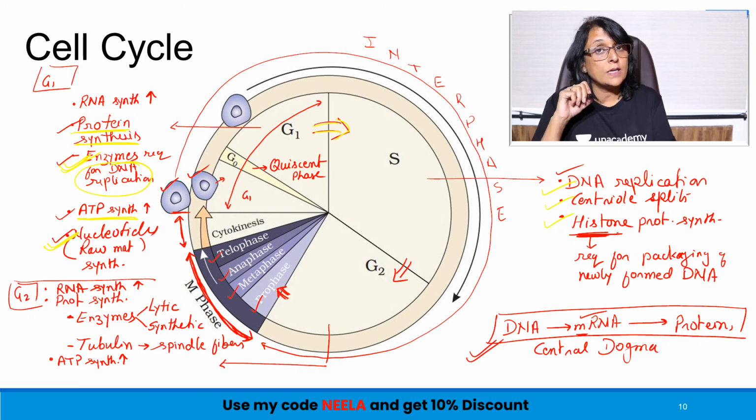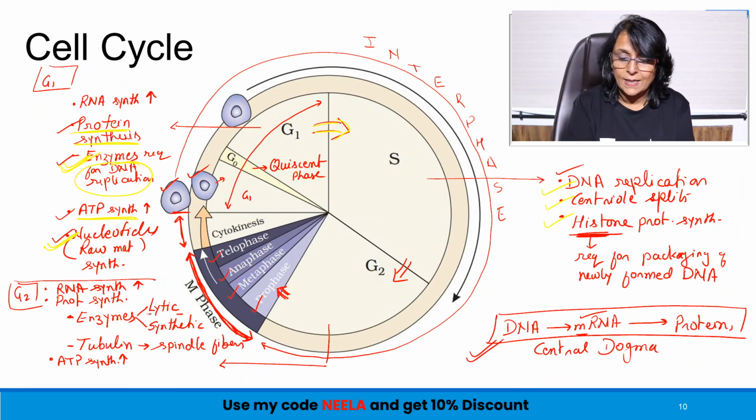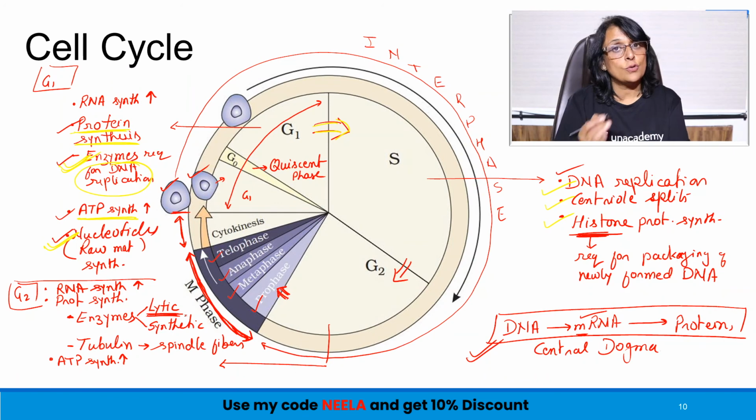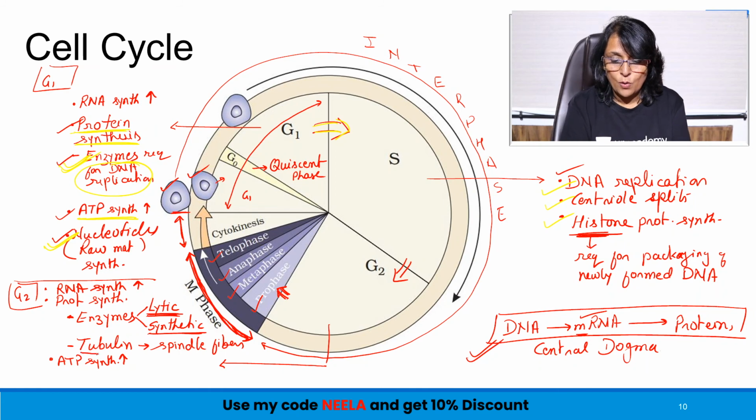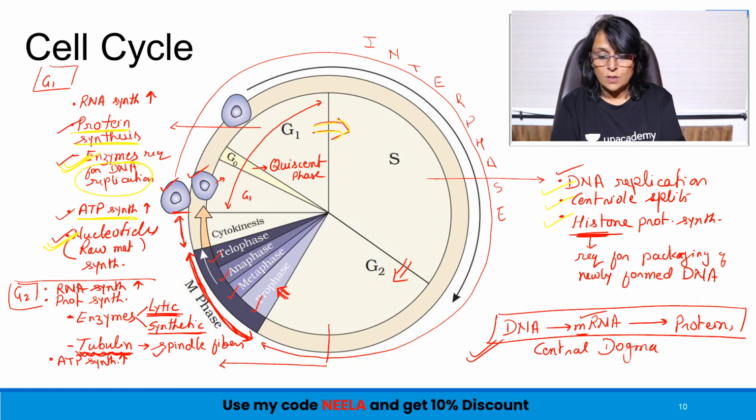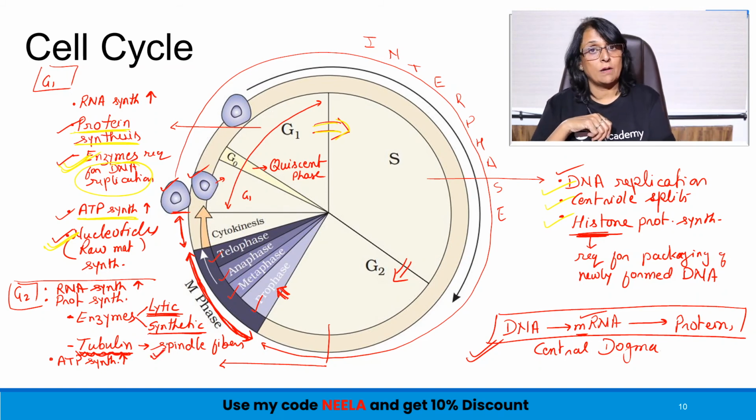In G2, there is preparation for M phase. What is needed? Enzymes are needed. Two main categories. Lytic, to dissociate, dissolve, digest the membranes so that complete space is available for the chromosomes to move. And then synthetic enzymes so that the membrane can be reassembled later on. One more important protein, tubulin protein, which is required for formation of spindle fibers.